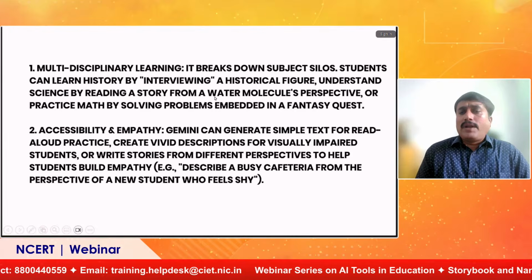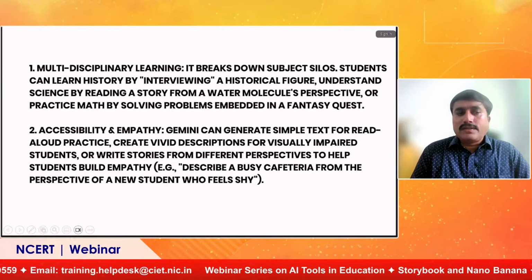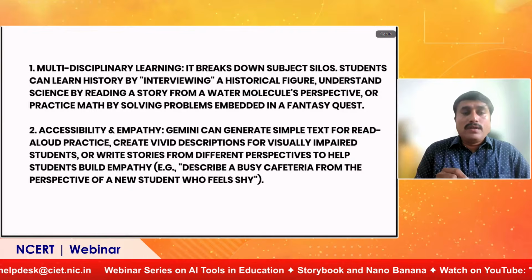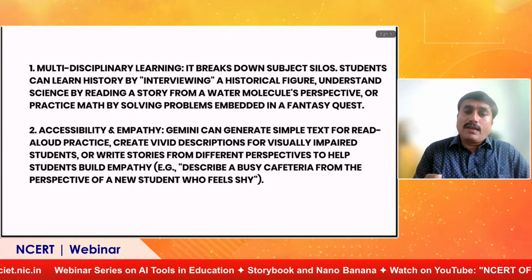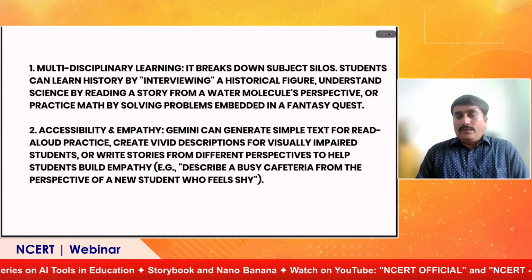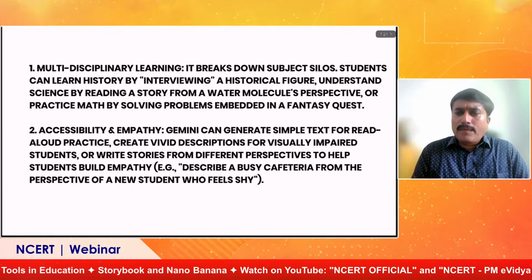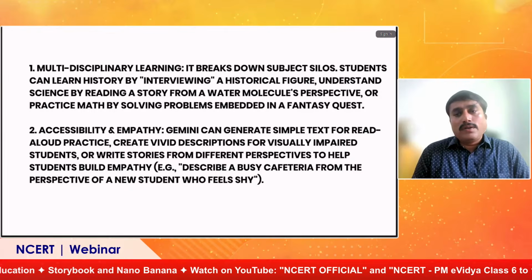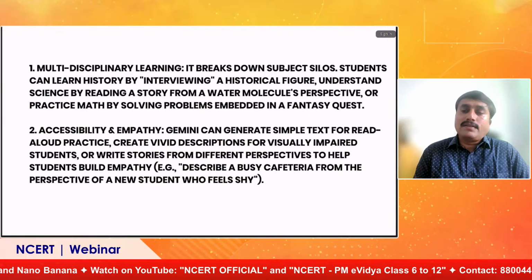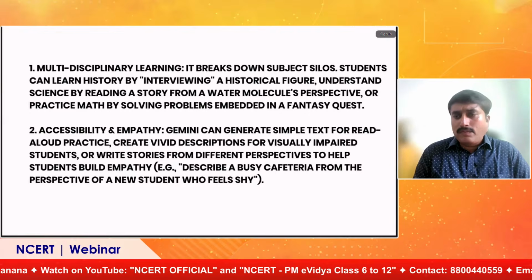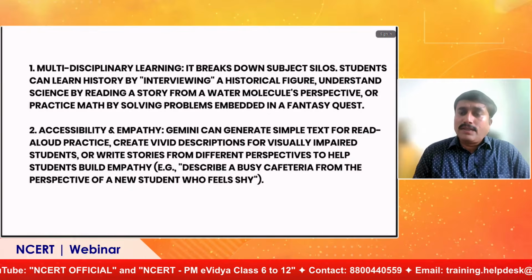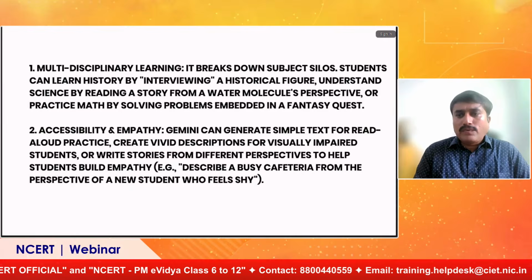We can break down the subject silos or boundaries, and we can introduce the content of the textbook in various types of ways. Like we can interview a historic figure, like Mahatma Gandhi. We can write the context, what type of conversation should be there. So Storybook will generate a story, and then the student will understand Gandhiji's morals, and he will understand the history also, and historical figures, and it will be much more fun.